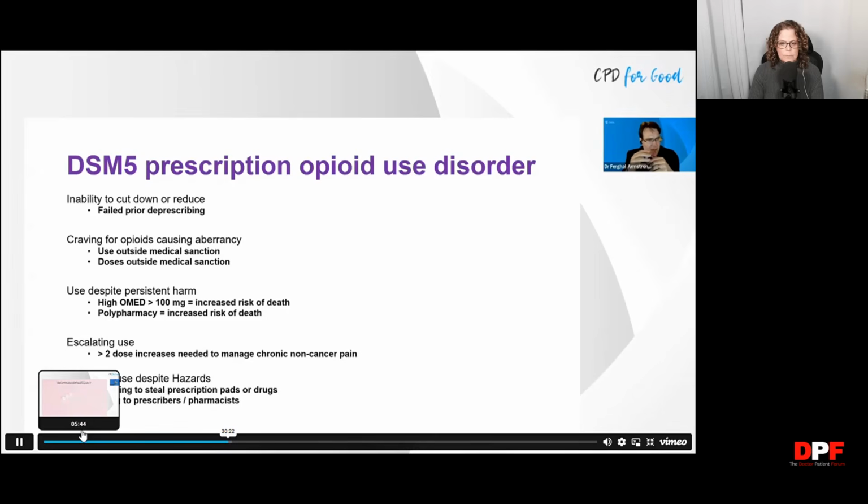Persistent use despite hazards. So again, we're starting to look at aberrancy here. So, needing to steal prescription pads or drugs, and lying to the prescriber or the pharmacist to get your drugs, doctor shopping, that kind of thing. Next slide.